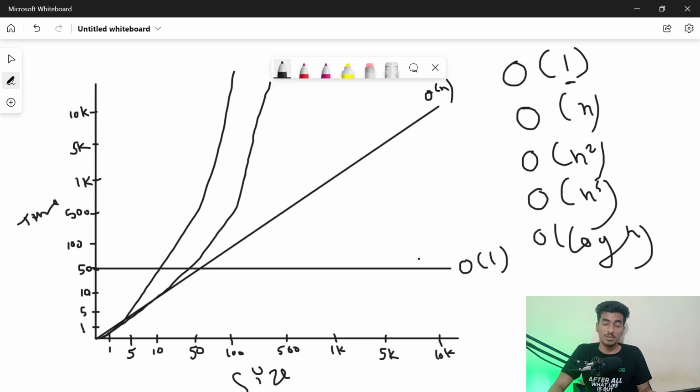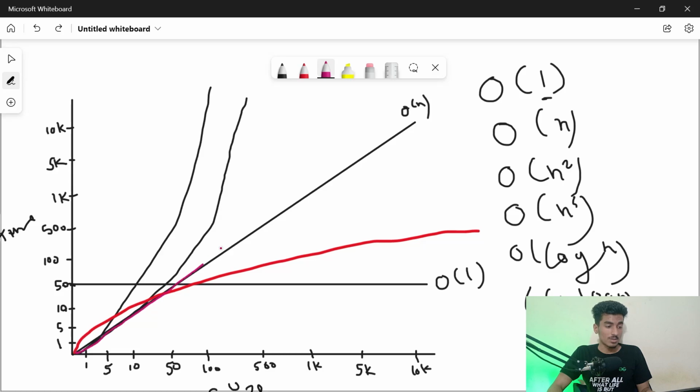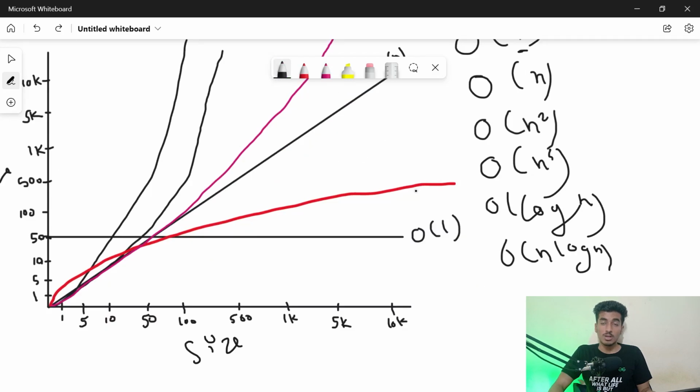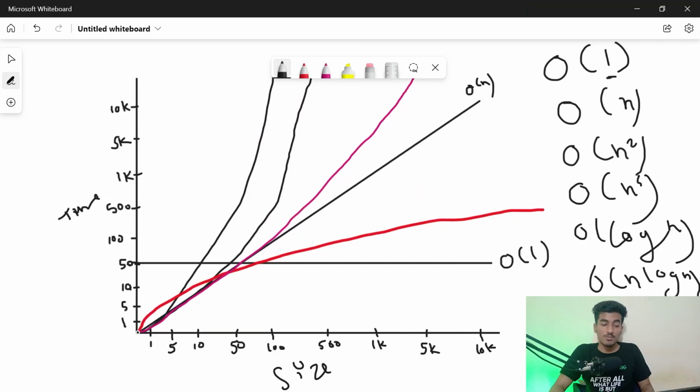So what is the time complexity of log n? How does the graph look? The graph of log n is something like this. And after that, we also have n log n. So the graph of n log n looks something like this. And we also have the important ones, that is 2 to the power n, that is exponential, and n factorial. The graph of 2 to the power n is something like this. And then the graph of n factorial is even worse.